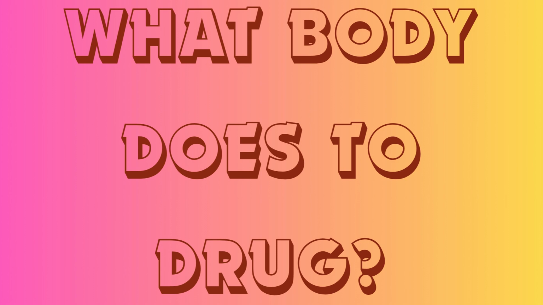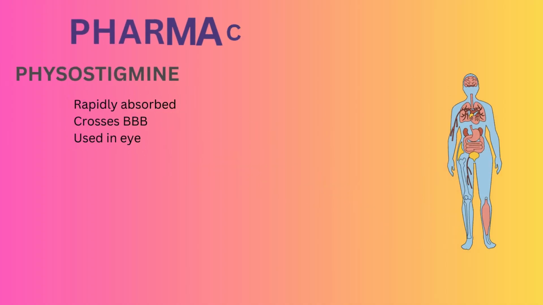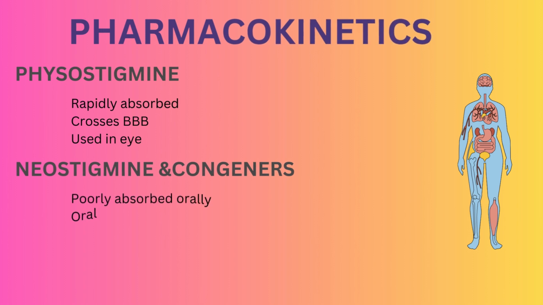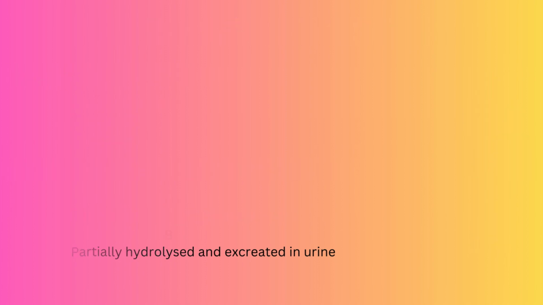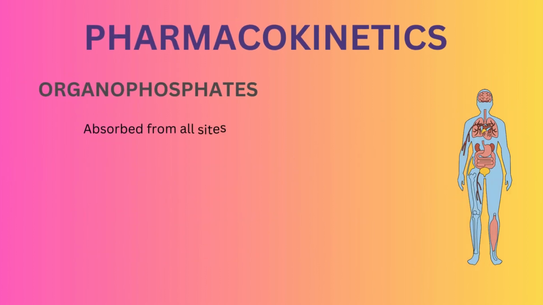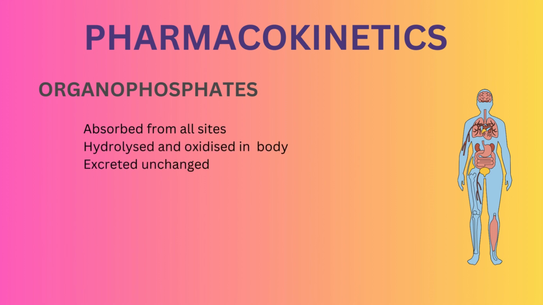Next, let's dive into pharmacokinetics, that is, how the body reacts to the drug. Drugs such as physostigmine are rapidly absorbed, easily cross the BBB, and are mainly used in the eye. Drugs such as neostigmine are poorly absorbed orally. The oral dose of these drugs is 20 to 30 times higher than the parenteral dose, they do not cross the BBB, and are partially hydrolyzed and excreted in urine. Organophosphates are absorbed from all sites, hydrolyzed and oxidized in the body, as well as excreted unchanged from the body.